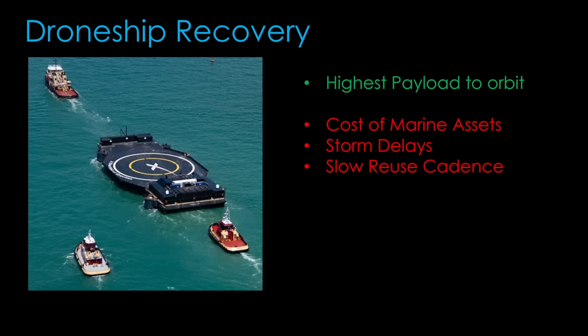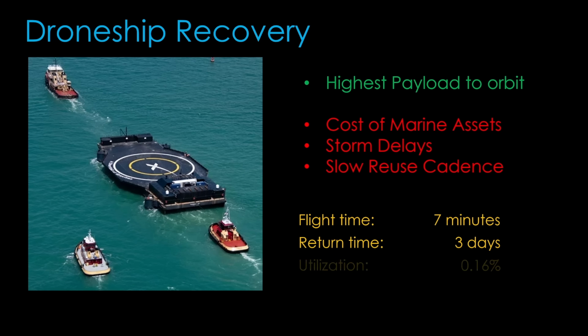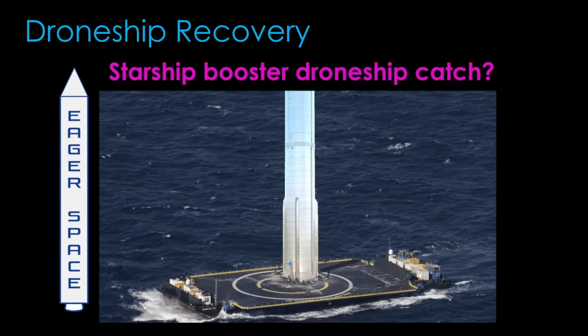The Super Heavy booster spent about 7 minutes in the air on Flight 5. If you landed on a Droneship, it will take about 3 days to get back to the launch site. In the Droneship scenario, the Super Heavy booster would spend 0.16% of its life in the air, and the rest of the time on a barge at sea. That's better than throwing away the booster, but not very good in terms of utilization. If you want a deeper discussion of this topic, see my video on Starship booster Droneship catching.